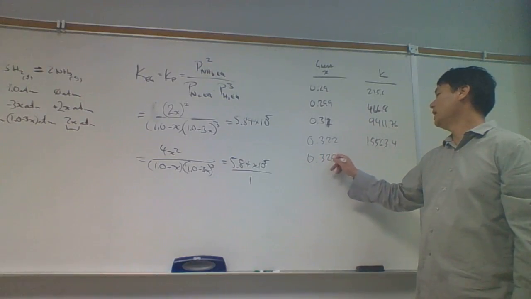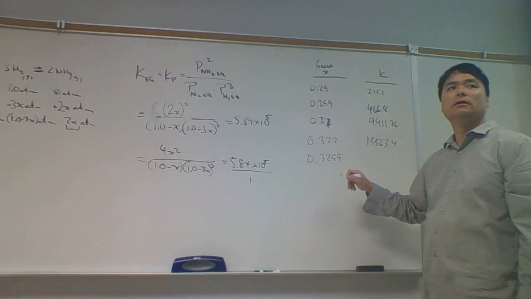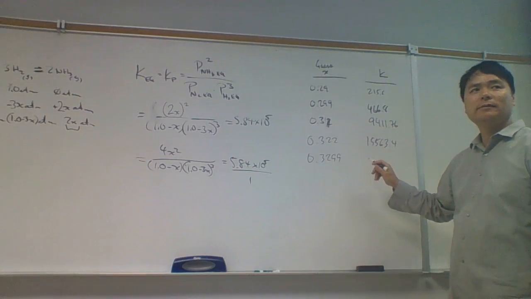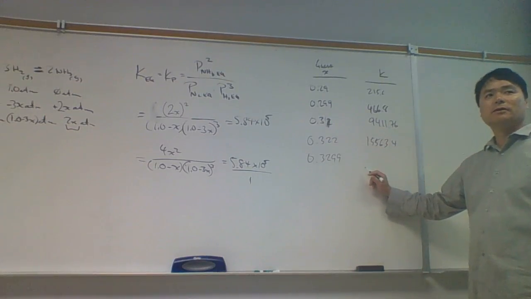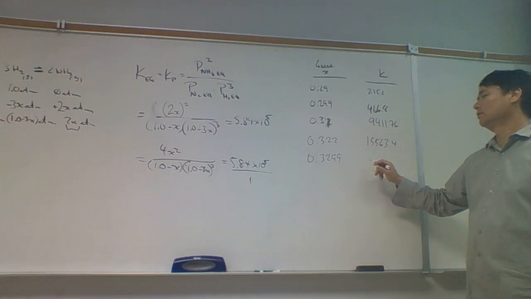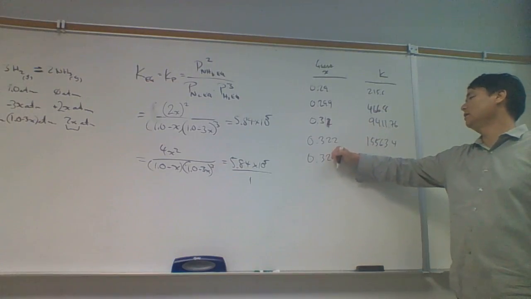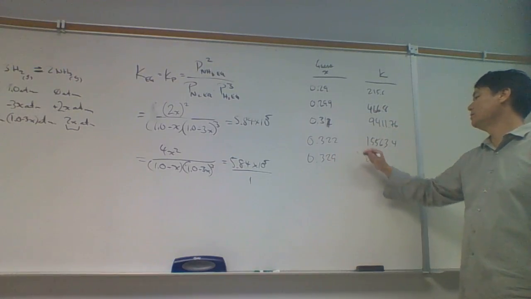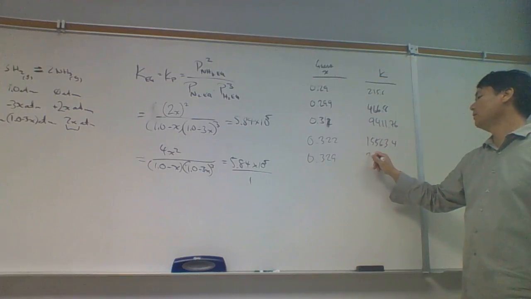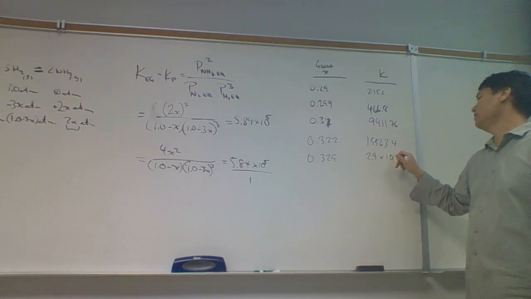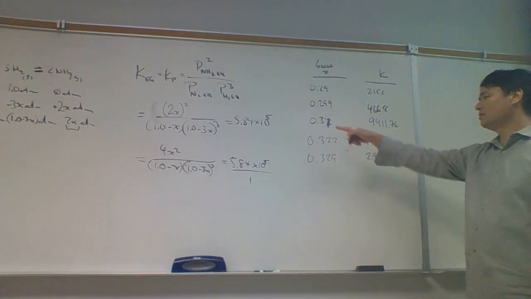0.3299? All right. What did you get? Well, actually, I just did 0.329, but that was 2.9 times 10 to the 5th. 2.9 times 10 to the 5th? Yeah. All right, so I'll write that in here just for reference. 0.329 gave you 2.9 times 10 to the 5th. So that's very close.